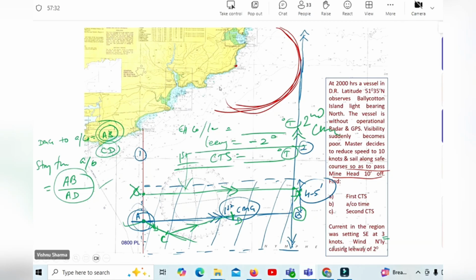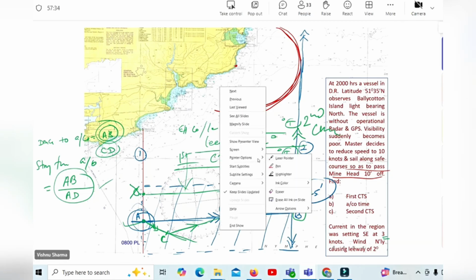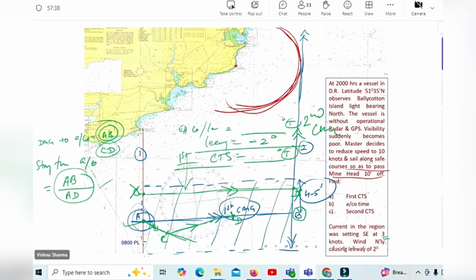Now, if this is the second CMG, then I can find the second CTS by counteracting wind and current. So now I'll have to draw the current at B. I draw the current at B. I cut off drift for 1 hour. I cut off engine speed for 1 hour, 10 miles. And then P2Q is my second effective course.